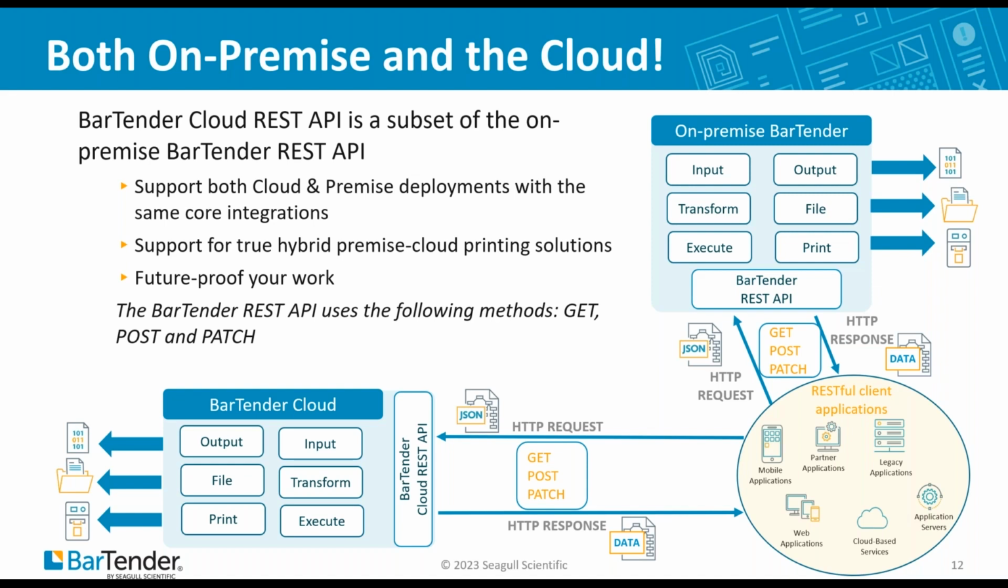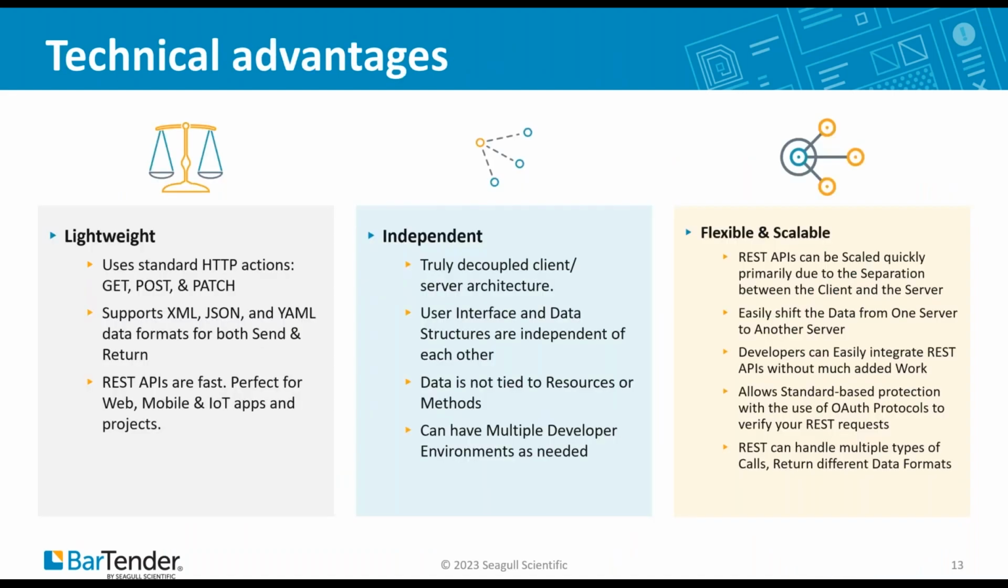BarTender, we don't see the world as either or. It's not either premise or cloud. It's both. BarTender is going to support you in that hybrid environment. And the REST API is key to that. Now, I've talked a lot about it. Just this page kind of sums it up. The API is really great. It's lightweight, so it doesn't take a lot of heavy overhead to put one together. It is independent.